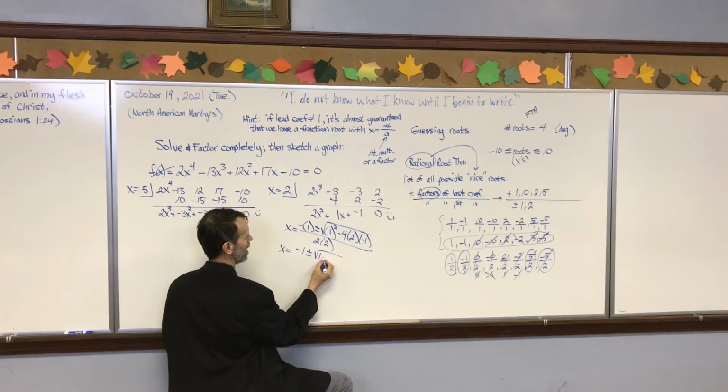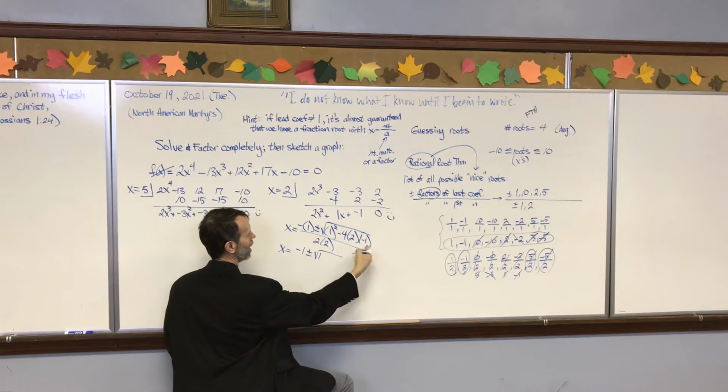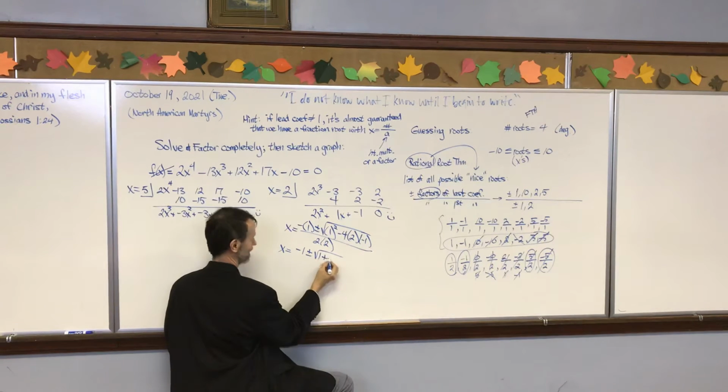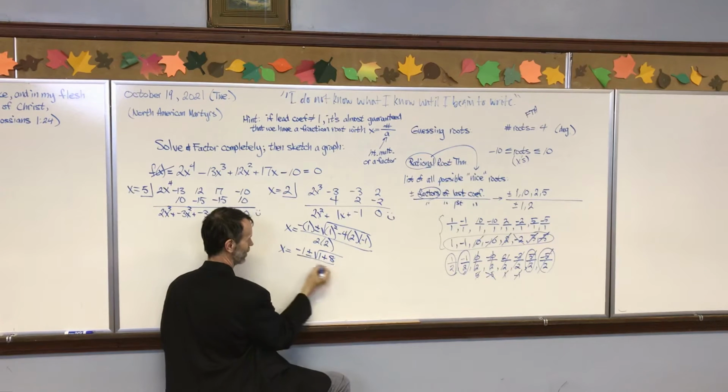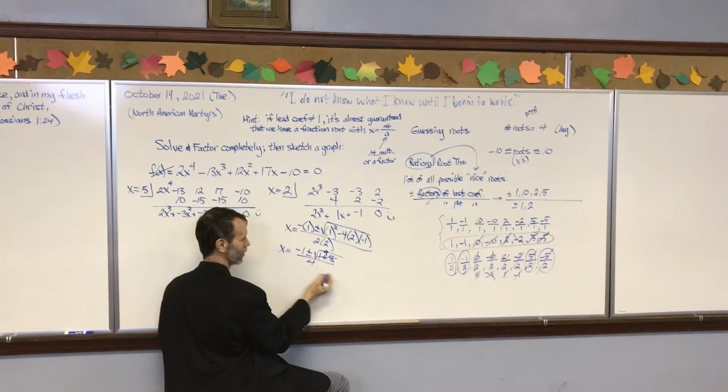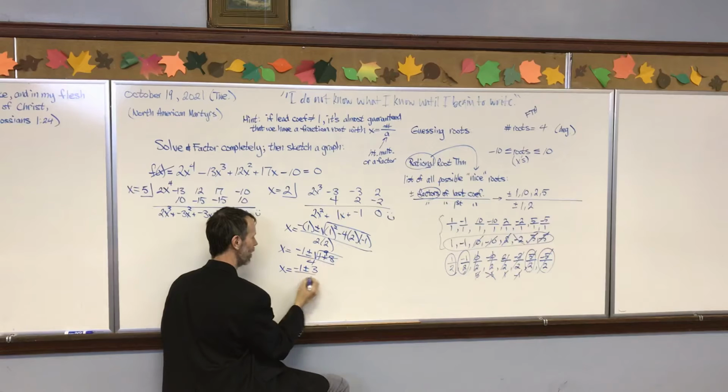1 minus negative 8, all over 4. What is 1 plus 8? Last time I checked, 9. What's radical 9? 3. X equals negative 1 plus or minus 3, all over 4.